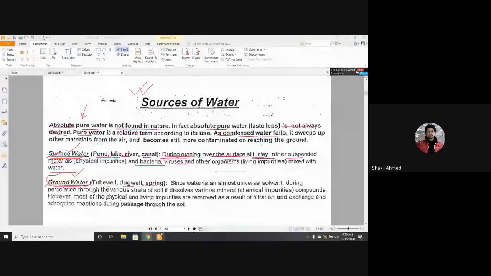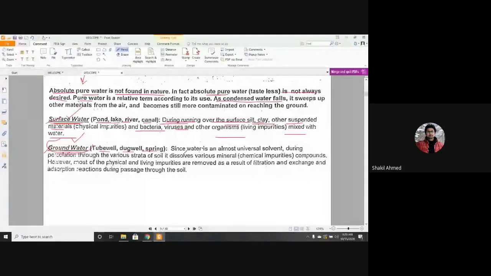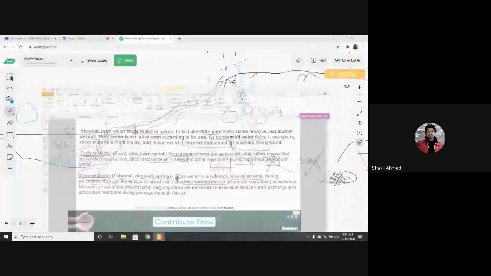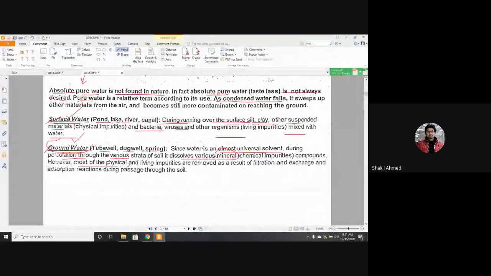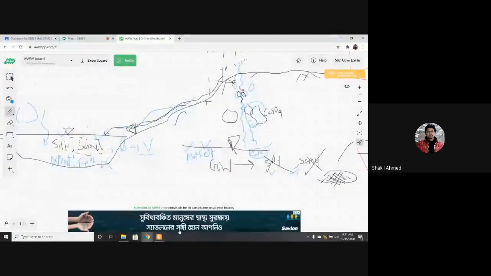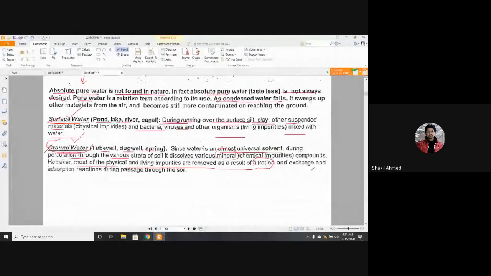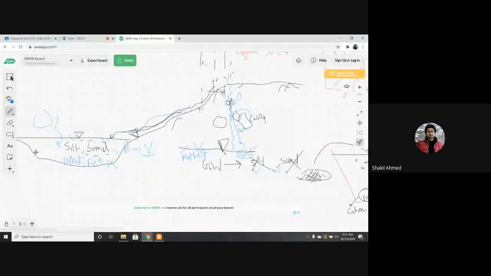In groundwater, since water is an almost universal solvent, during percolation through the various strata of the soil, it dissolves various minerals, as I told you: calcium, iron, manganese. However, most of the physical and living impurities are removed as a result of filtration. Which are removed? Silt, sand. Okay, clear? Yes, sir. So this is very important.